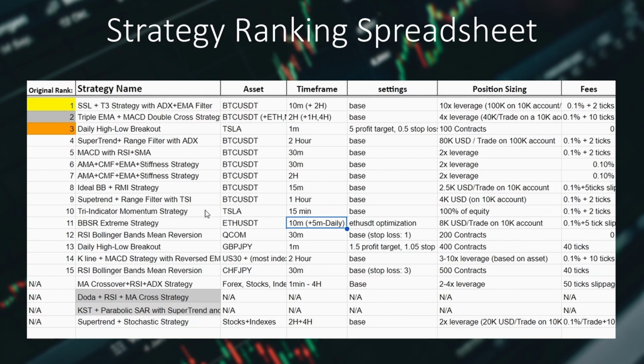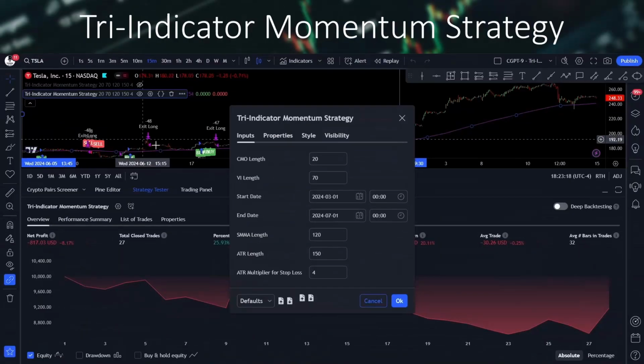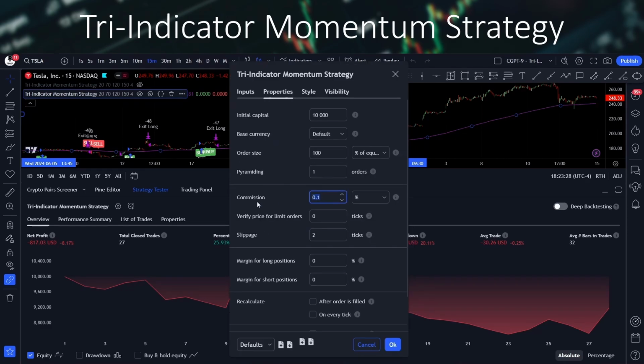Let's move on to the next one, which is the 3-indicator momentum strategy for Tesla 15-minute. And with this one, for the optimization, I used the 0.1% built-in fee with a 2 tick slippage. Okay, here is the script. I set up the built-in time limiter to the last 4 months. And in the properties tab, we have a 0.1 commission and a 2 tick slippage.